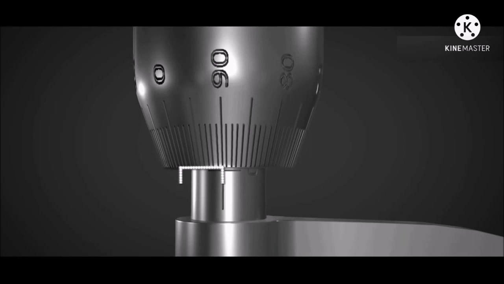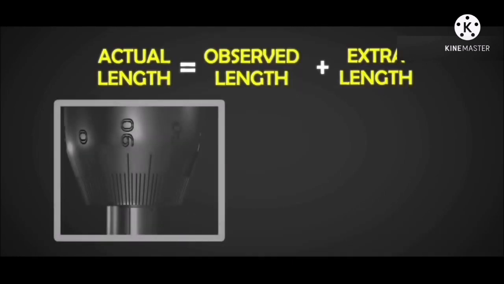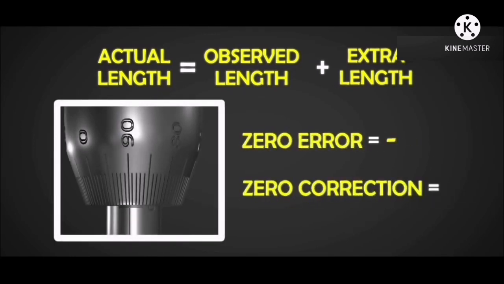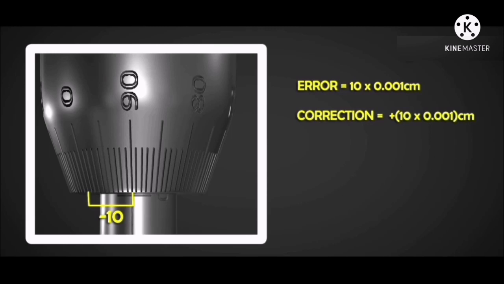Similarly, when the zero of the circular scale is above the reference line of the linear scale, then the zero error is negative and the zero correction is positive. Here, in this case, the 90th division of the circular scale coincides with the reference line. Therefore, zero error is 10 into 0.001 centimeter and the zero correction is plus 10 into 0.001 centimeter.